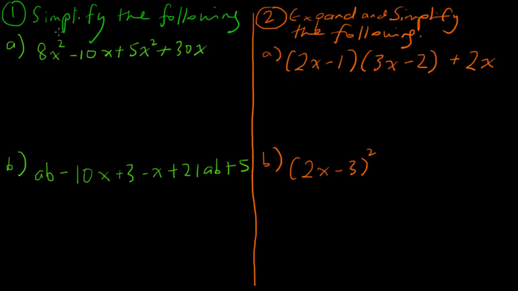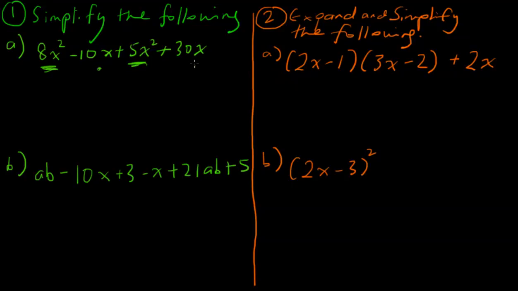So the first question is simplify the following. In the first problem, the first algebraic expression, we have 8x squared minus 10x plus 5x squared plus 30x. The first step really is to identify like terms. In this problem, we have 2 different like terms. We have x squared terms, 8x squared and 5x squared, and we have x terms, negative 10x and positive 30x.